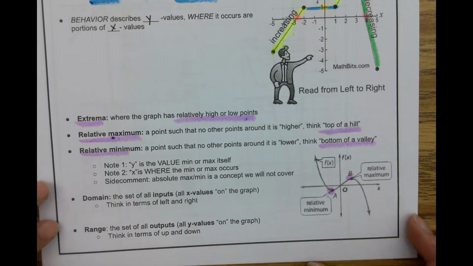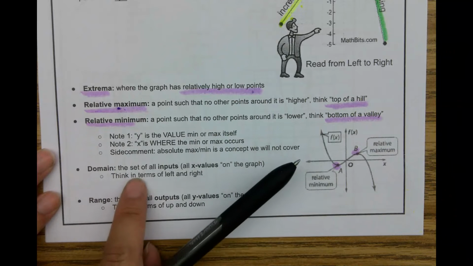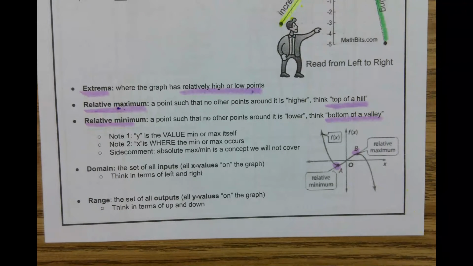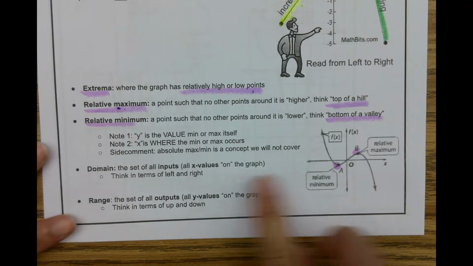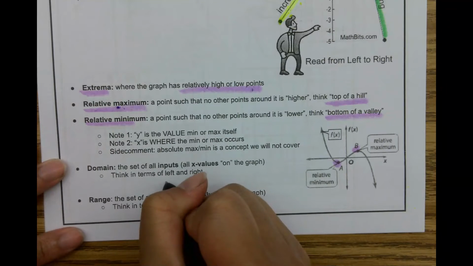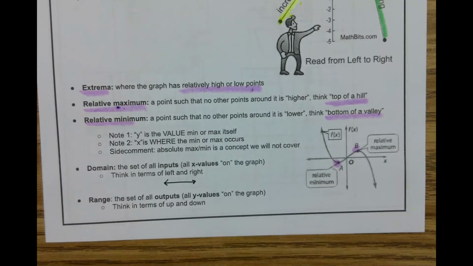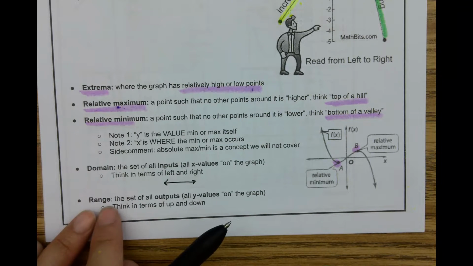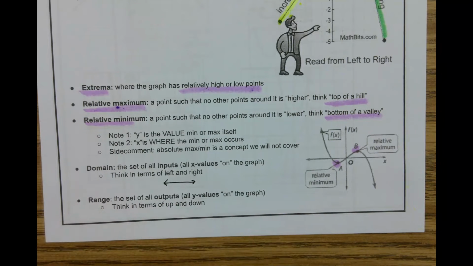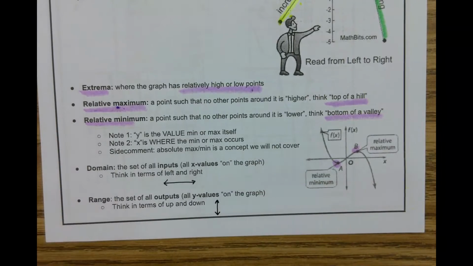The last thing we do is domain, and domain is the set of all inputs. It is all of the x values that are on the graph. Whenever we think of domain or x, I want you to think in terms of left and right. How far left does the graph go? How far right does the graph go? And then range, I want you to think of as all outputs, all of our y values on the graph. We think of it in terms of up and down whenever we think of y.